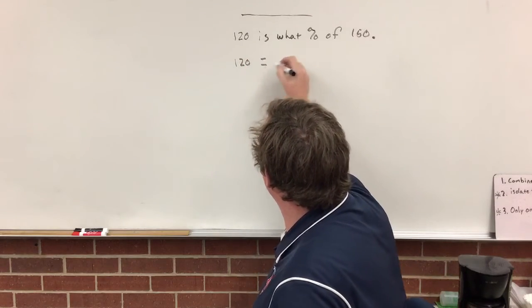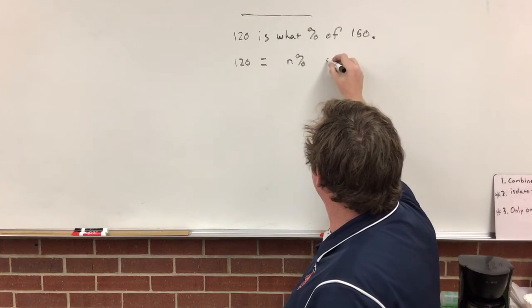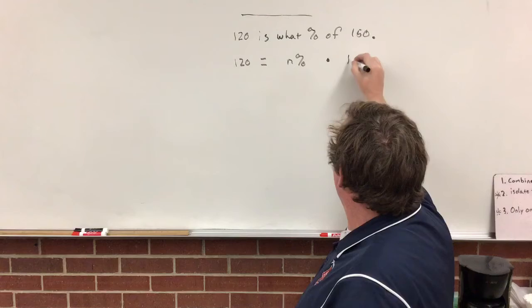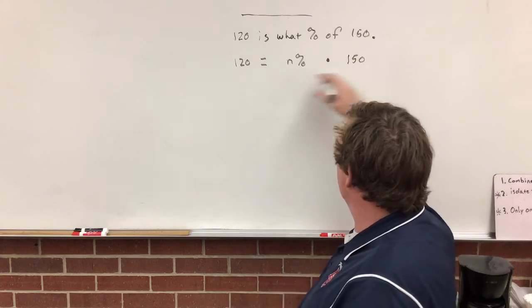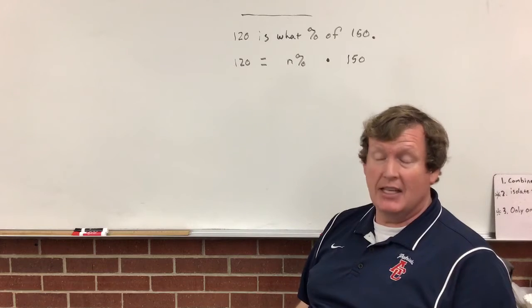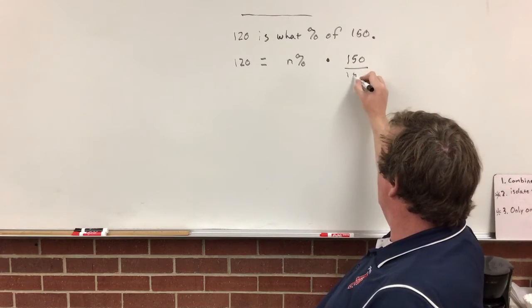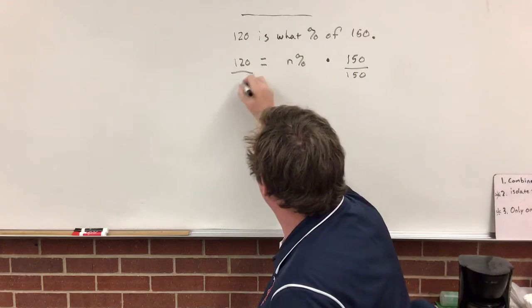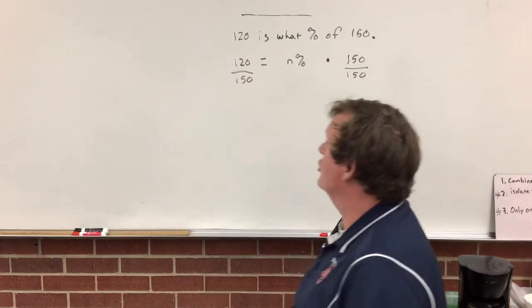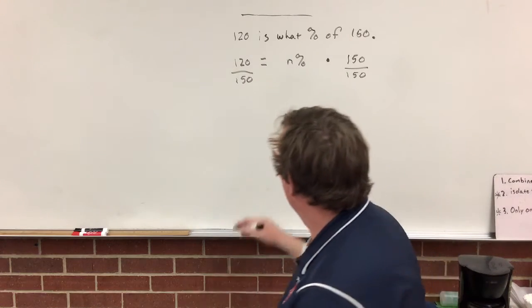120 is means equals, what percent is n percent, of is times, and then 150. So we wrote our number sentence. Once again, we want to get n all by itself. To do that, we actually have to divide by the other number that's next to it. 120 divided by 150. Okay.